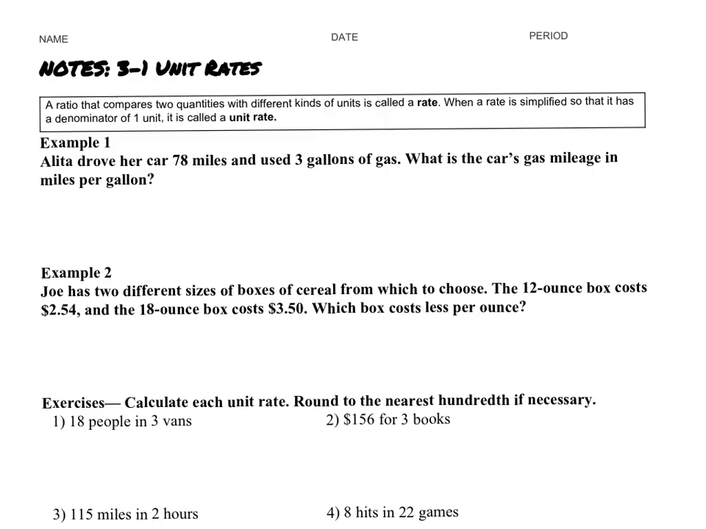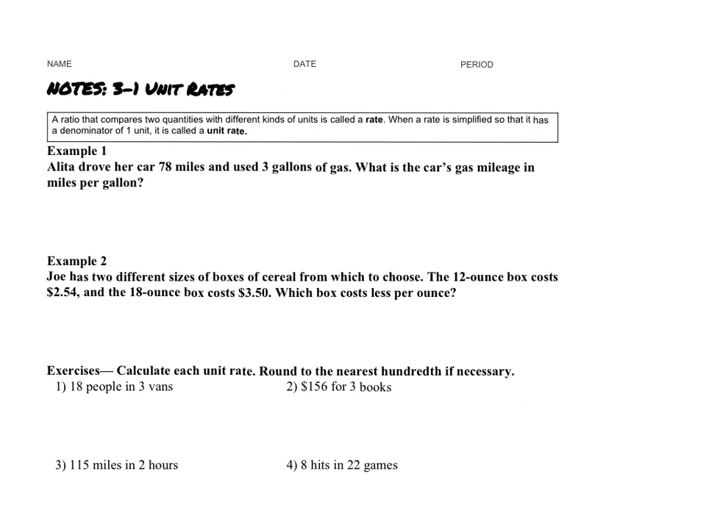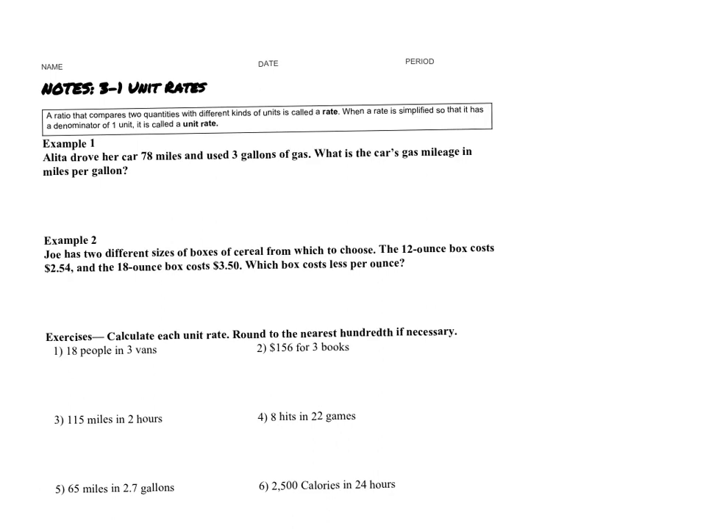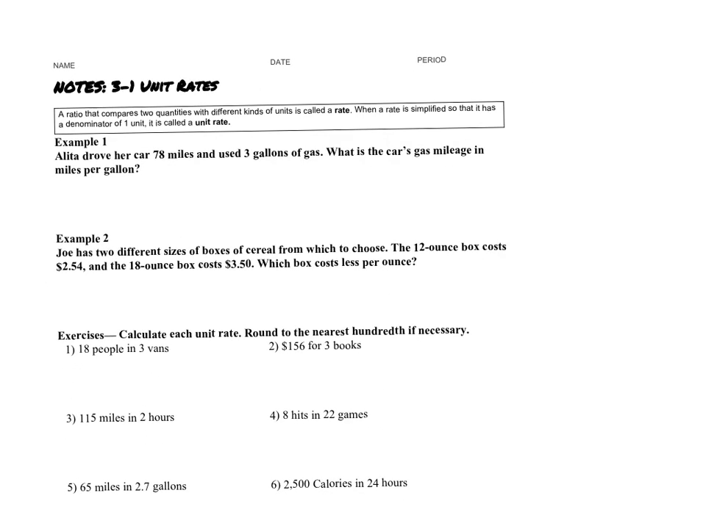Okay, so 3-1 unit rates. So we're going to use the form WKU, which is called words, known, unknown. So you're going to write your proportion in this form. Yes, go ahead and write that.